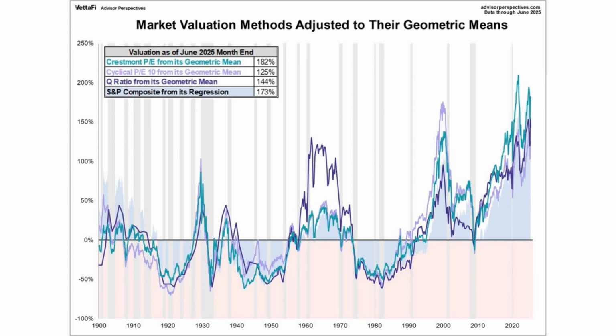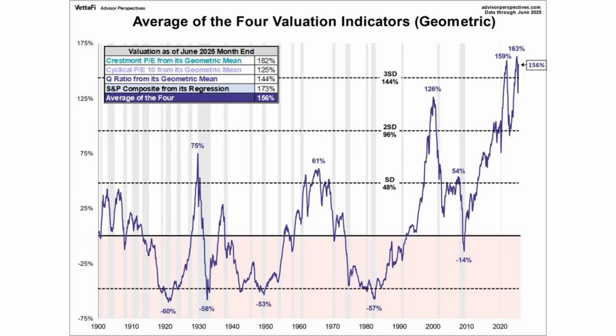Now, I want to provide an alternative view. Let's adjust the Crestmont PE, the PE10, and the Q ratio to their geometric means rather than the arithmetic means, the typical average most people think of, that we used in the first 2 charts. With this approach, the overvaluation range shifts higher, now between 125 and 182%. Again, plotting the average of standard deviations, we see the latest figure at 156% is over 3 standard deviations above its historical mean.